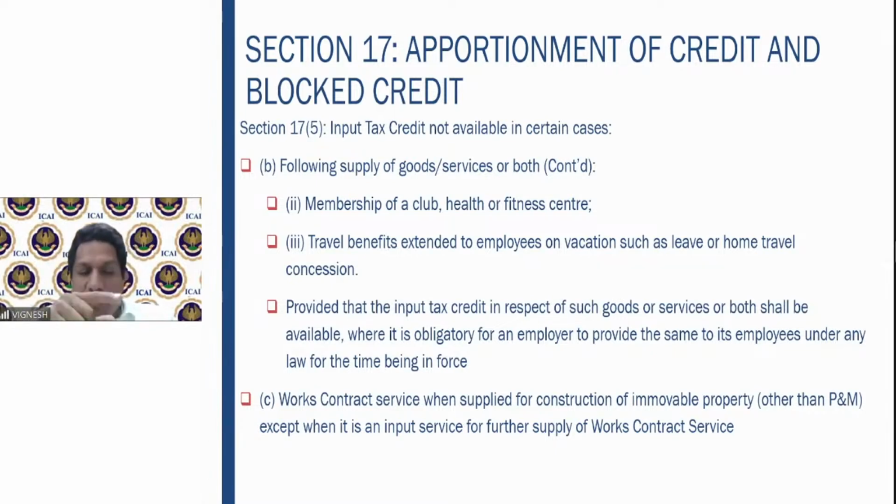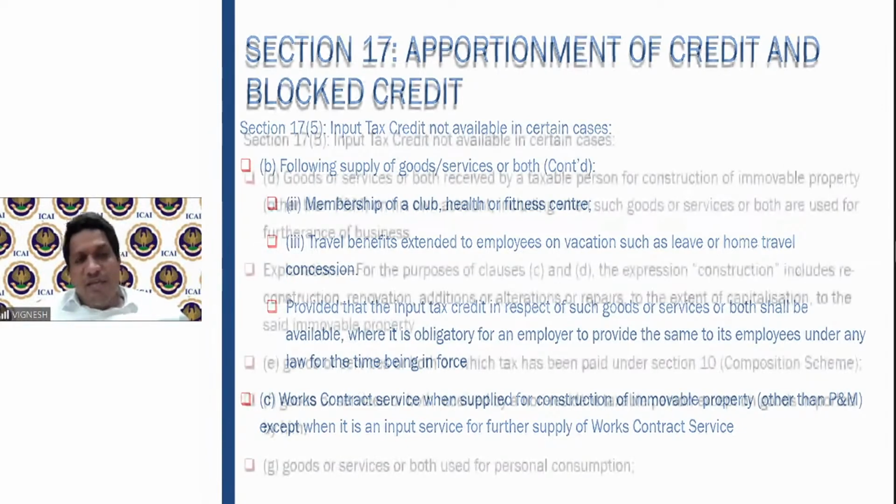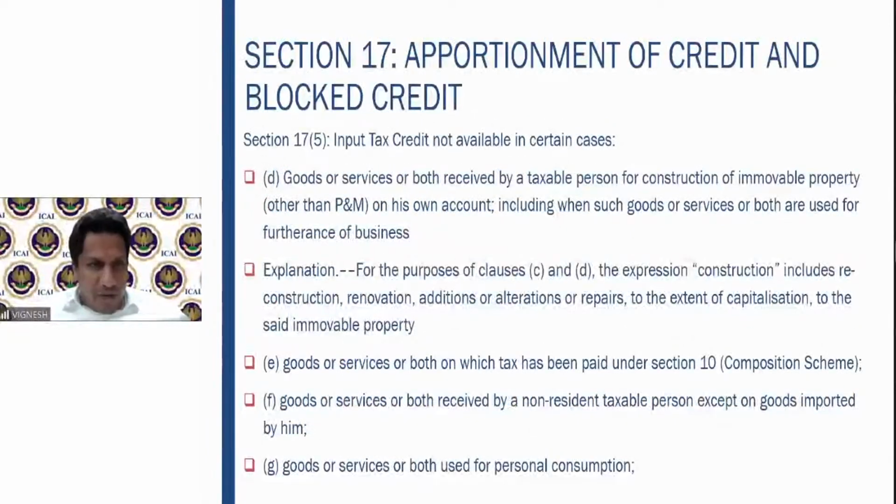I hope you got it. So that is why here it is available only if it is an input service for further supply of works contract service. So that means if I am a person procuring contractor service and constructing my office premises, will that come here? Definitely it is a blocked credit, it will come here. But if I'm providing further works contract service like interior design, architect, etc., covering everything, then it will be claimed as the input tax credit. That is number one.